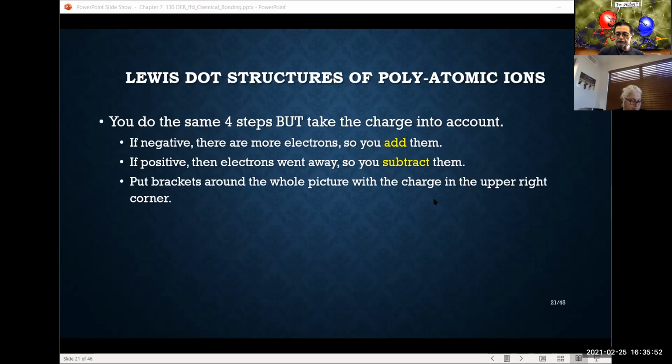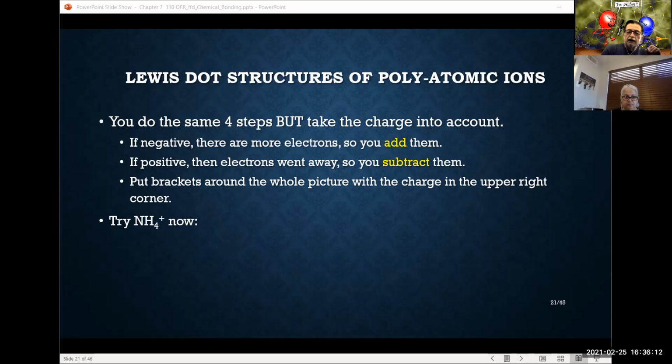And then we put brackets around the whole picture with the charge, and we put the charge in the upper right. Okay. So for example, let's try the ammonium. That was a polyatomic ion, ammonium. Notice nitrogen is the central atom. And it has 4 hydrogens bonded around that nitrogen.